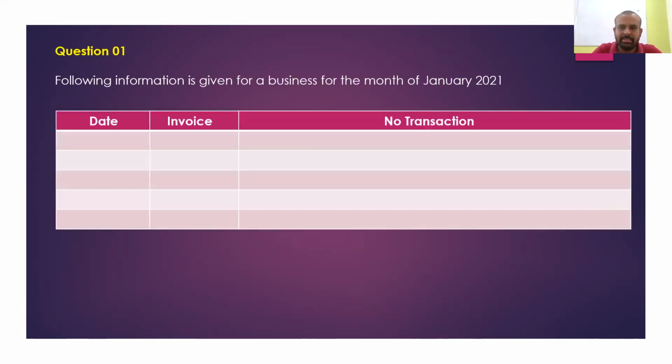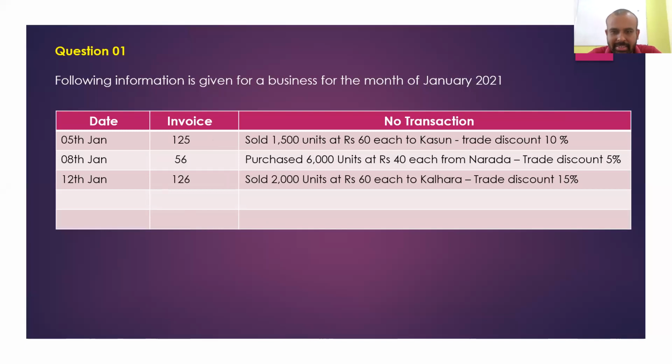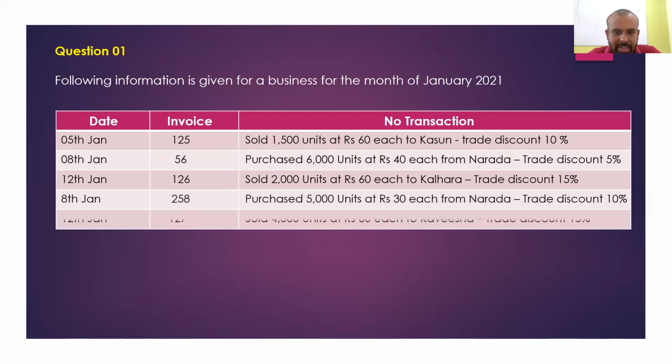They are giving these transactions for a business: date, invoice number and the transactions. You can see 5th January, invoice 125. On 8th January, there was a credit purchase under invoice number 56. Then on 12th January, there was another invoice, 126. It's a sale. Then there was a credit purchase and another credit sale. There are 3 credit sales and 2 credit purchases.